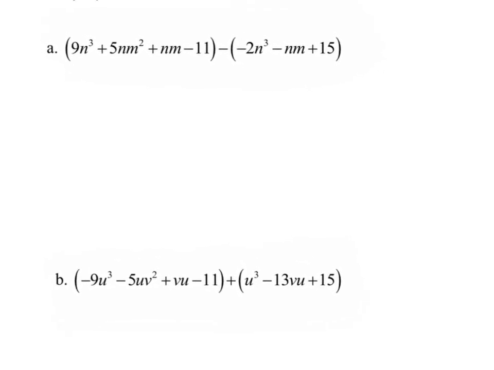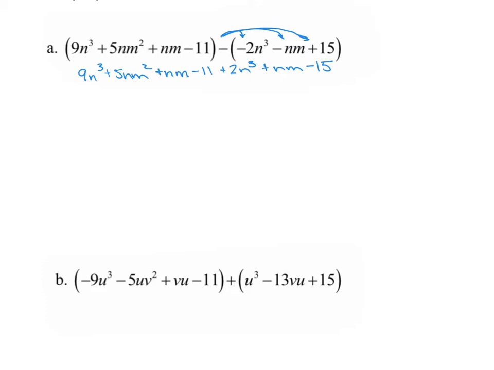So for example A, we have 9n cubed plus 5nm squared plus nm minus 11. We want to distribute the negative to the second set, so we're going to become plus 2n cubed plus nm minus 15.